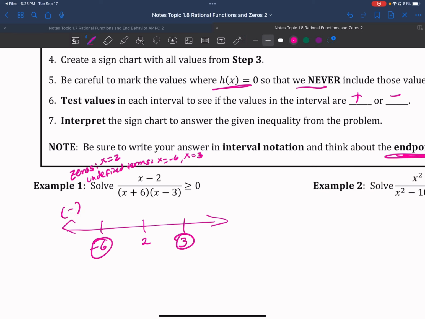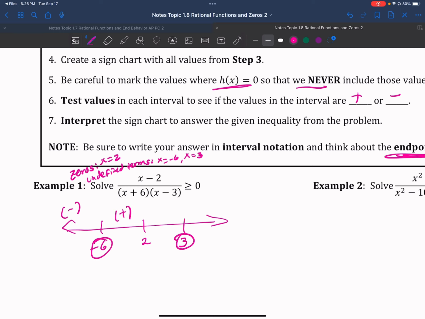For the next one, I am going to do the same thing. I'm just going to do it a little bit quicker now that we know what we're doing. So a number between -6 and +2 will be 0. 0 minus 2 will give me a negative on the numerator. 0 plus 6 will give me a positive, and then 0 minus 3 will give me a negative. I can do the same thing, cancel the two negatives, leaving me just a positive. So I know the second interval is positive.